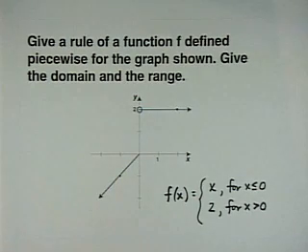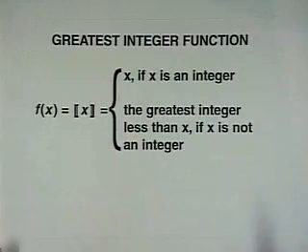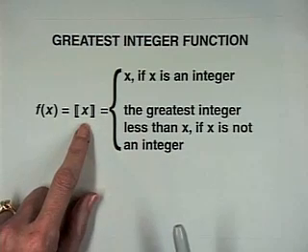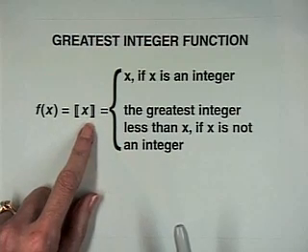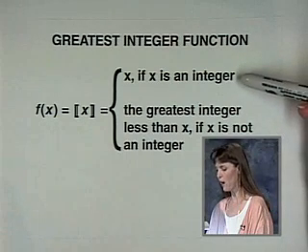In our last example, we want to look at what is called the greatest integer function. It's a special piecewise-defined function. Let's look at its definition now. The greatest integer function is defined by using this notation. It's a double bar bracket. And we give the value of the greatest integer in the following manner.